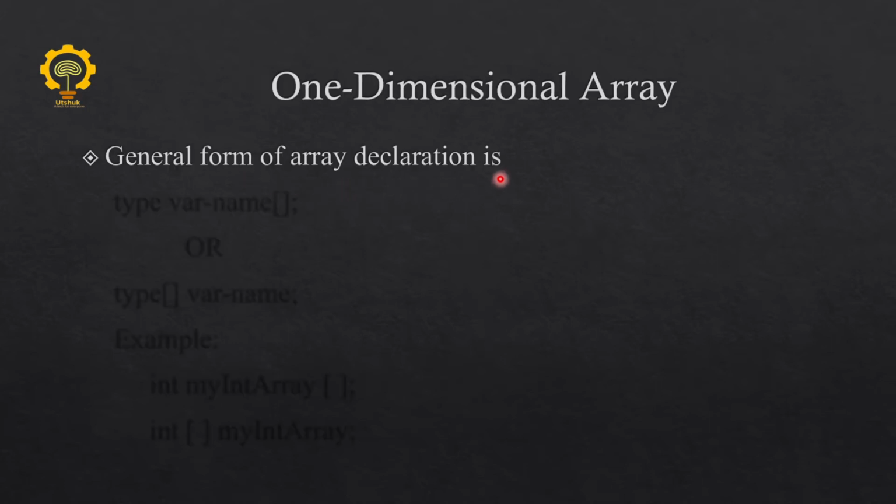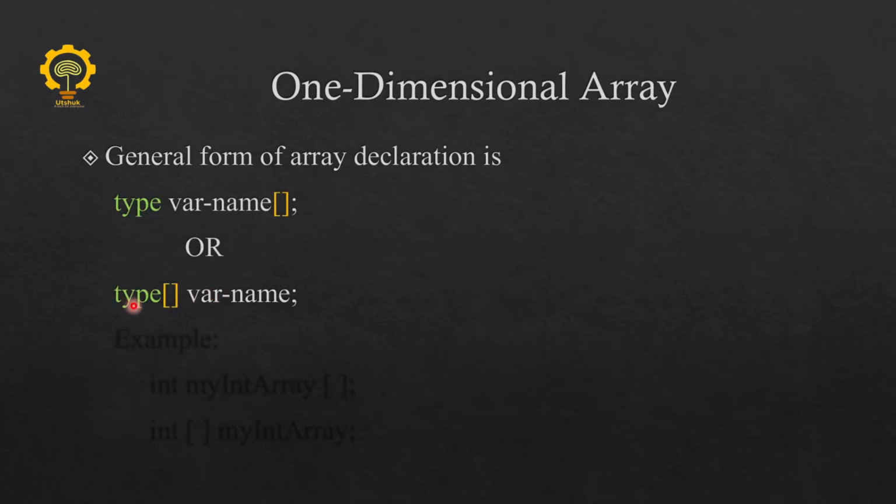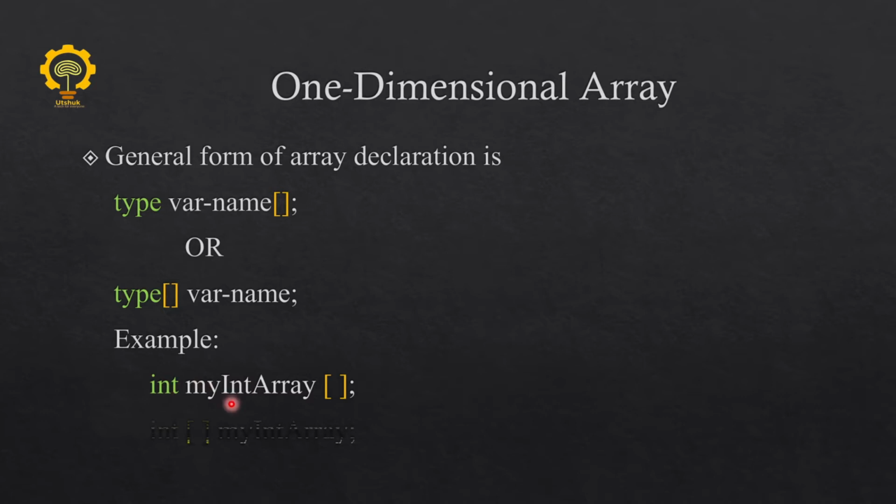The general form of array declaration is, we can use any of these conventions. So the declaration syntax is, here we give the type of the array and the variable name, that is also considered the array name, and this bracket indicates that it's an array. So here's the example. Int is a data type, and this means that it's an array of type integer, or you can also use this convention. Any of these can be used in order to declare the array in Java.